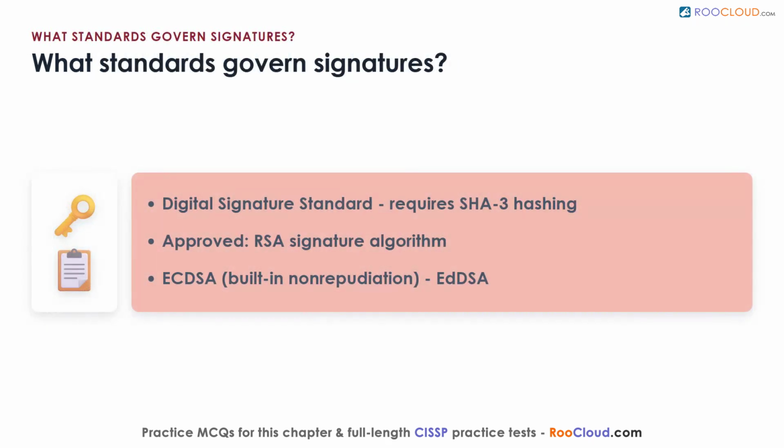What standards govern digital signatures? For federal use, the Digital Signature Standard defines which algorithms are acceptable and requires the SHA-3 family for the hashing step. It then approves a short list of signature algorithms. There is the RSA signature algorithm, the elliptic curve digital signature algorithm, which carries built-in support for non-repudiation, and the Edwards curve digital signature algorithm. You do not need the internal math, but you should recognize these names and know that a recognized standard governs which combinations are trusted for serious use.